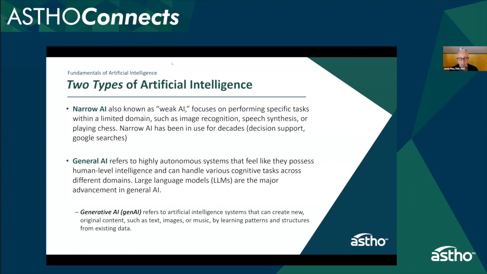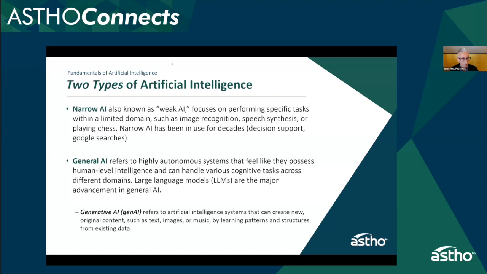So there are two major types of artificial intelligence. The first is known as narrow AI or weak AI, and that focuses on performing specific tasks within a limited domain. That can include image recognition, speech synthesis, or playing chess. Narrow AI has been in use for decades. Think about things like decision support and Google searches. General AI is slightly newer and refers to highly autonomous systems that feel like they possess human-like intelligence and can handle various cognitive tasks across different domains.